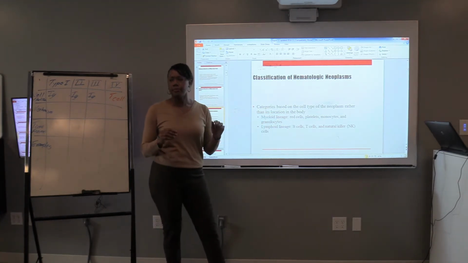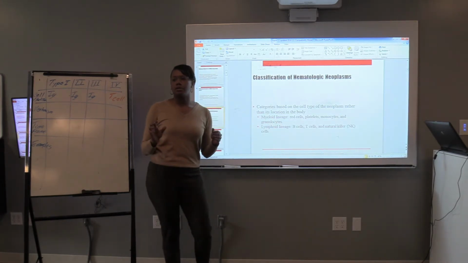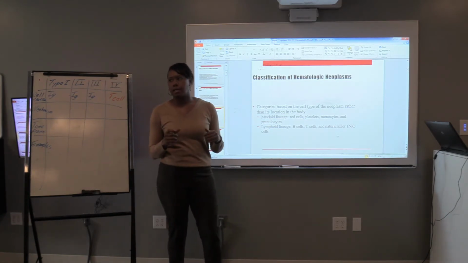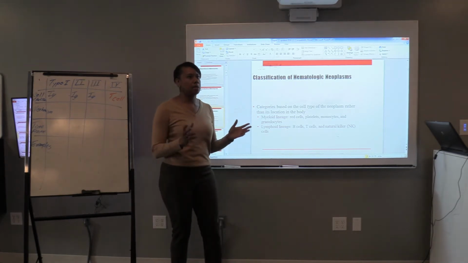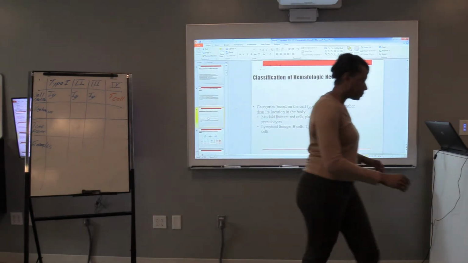Okay, so this is just memorization. Now, the reason why we want to understand this foundation is because it's going to come up when we start looking at the different leukemias like a CLL, a CML, ALL. Okay, so now when we see these abbreviations, now we have to figure out what's happening.